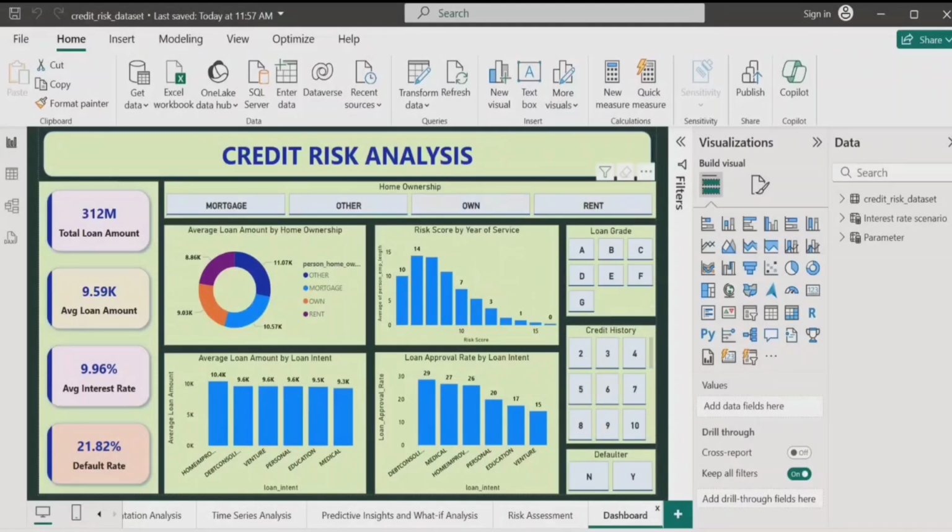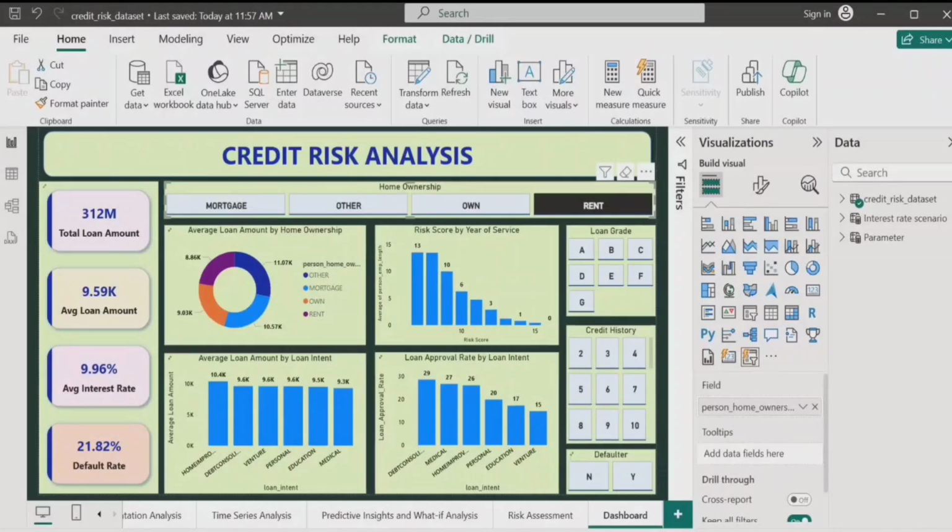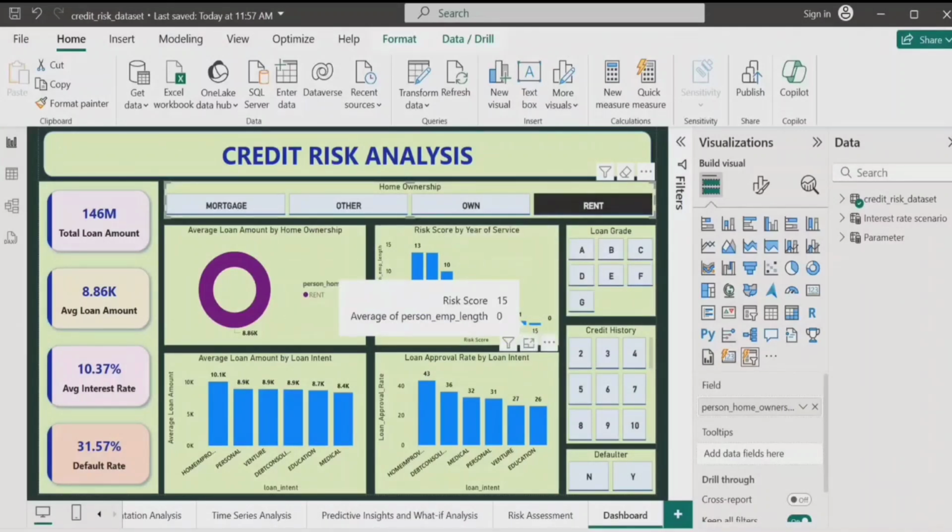So we can drill through any part of it. Like, I need to check the rented loan amount. The average loan amount is 8.86 thousand and the average interest rate is 10.37%. The default rate is higher, 31.57%. This is the risk score of the rented owner by the service, and this is the loan approval rate for the rented person.